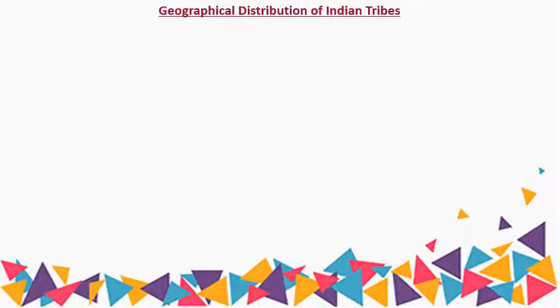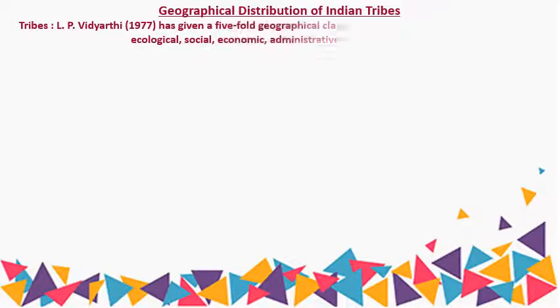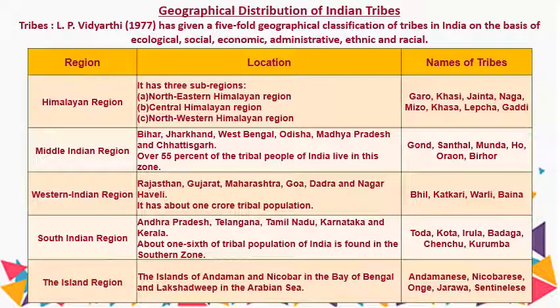Next is the geographical distribution of Indian tribes. LP Vidyarthi has given a five-fold geographical classification of tribes in India on the basis of ecological, social, economic, administrative, ethnic and racial criteria or features. This table gives us information of the region and location where different tribes of India are located. Let's go through it. First is Himalayan region. It has three sub-regions. Number 1, Northeastern Himalayan region. Number 2, Central Himalayan region. Number 3, Northwestern Himalayan region.